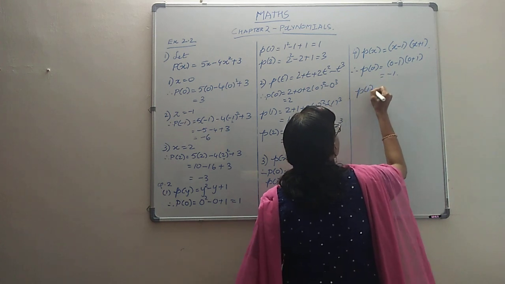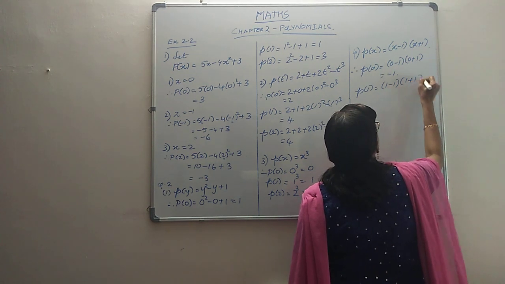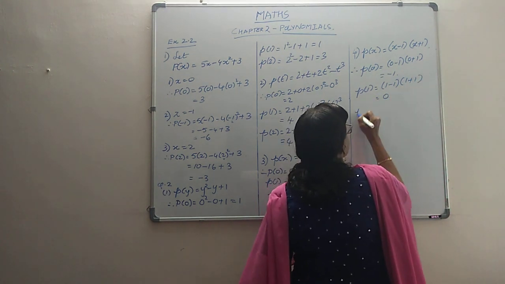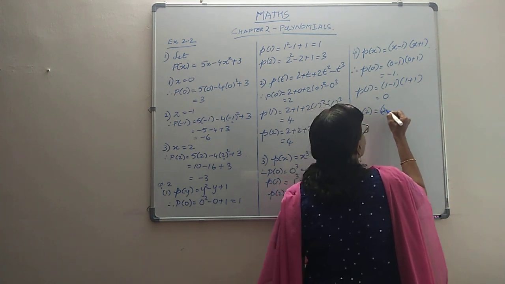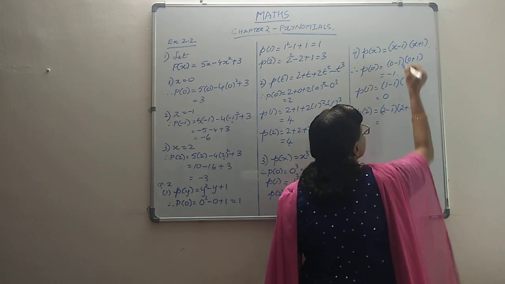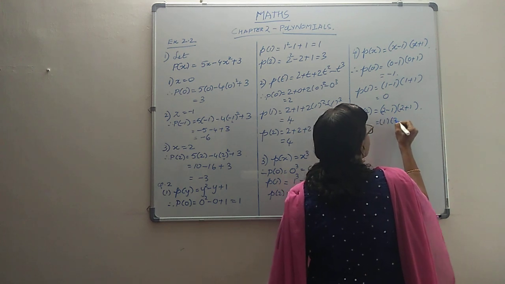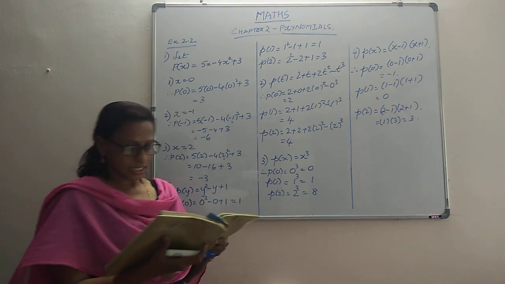Then they ask us to find out P of 1. Wherever x comes, put 1. So you have this bracket becoming 0. 0 into anything is 0. So like that you get the answer as 0. Then you have P of 2. Now P of 2, you will have 2 minus 1 into 2 plus 1. So that is wherever x was coming, we are putting 2. So it's 2 minus 1, it's 1. 2 plus 1, it's 3. Your answer is 3. So we get the answer like minus 1, 0 and 3.